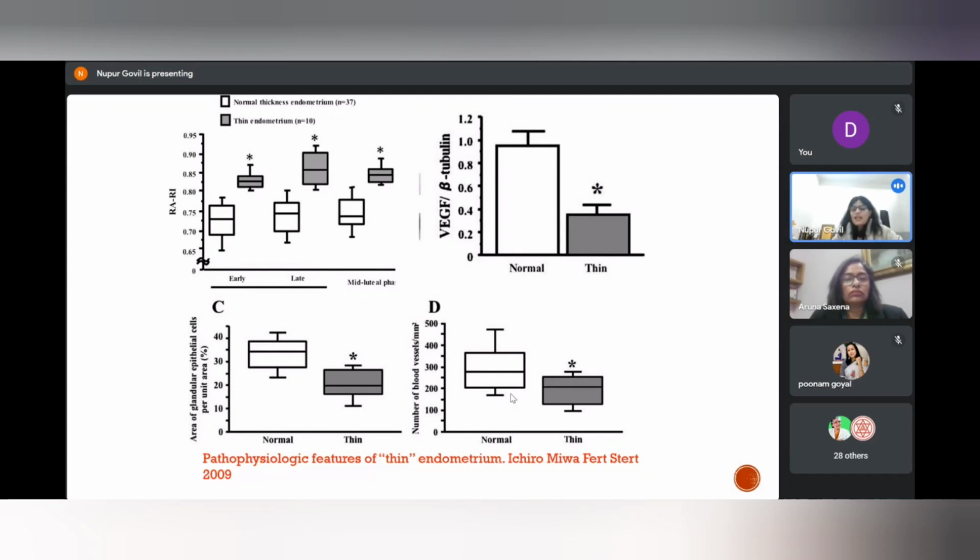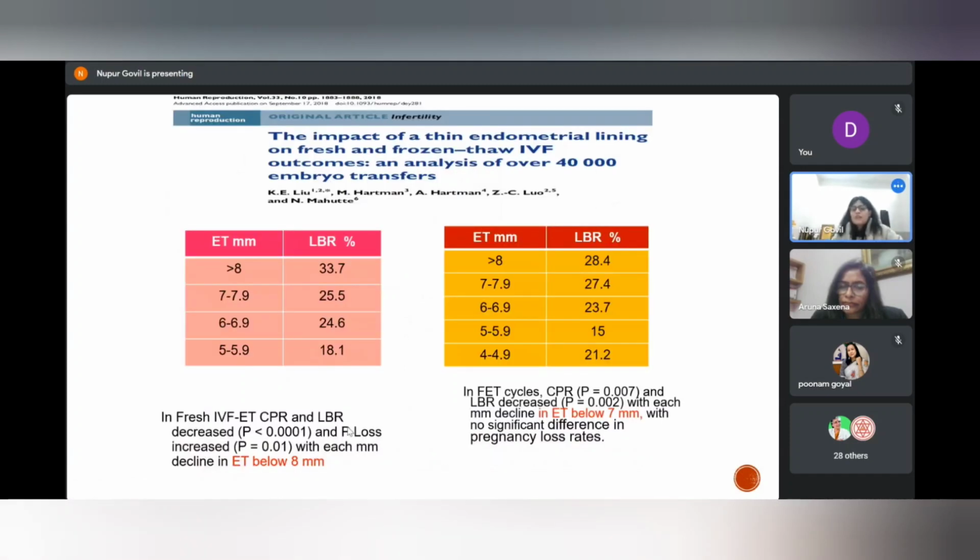And this was a study in which they showed that there are certain changes that take place in the thin endometrium, which affect the receptivity of the endometrium. One of the factors was that VEGF and beta tubulin expression gets reduced in thin endometrium. The blood flow, the radial artery resistance index increases, and the area of the glandular epithelium decreases in thin endometrium, which affects its receptivity.